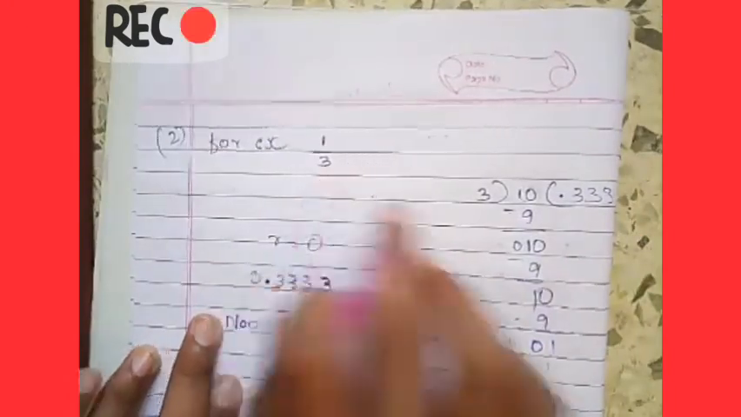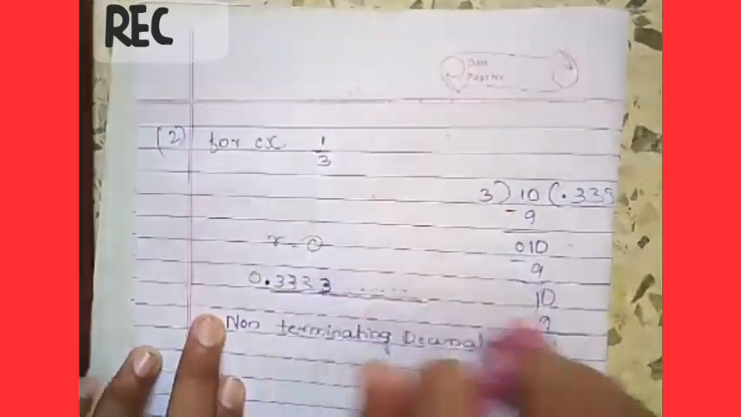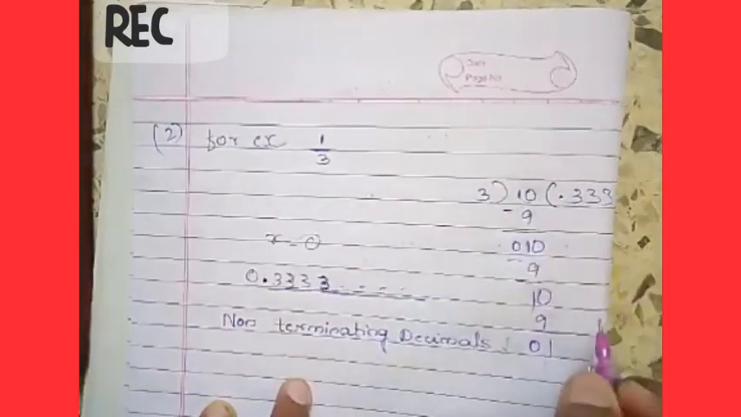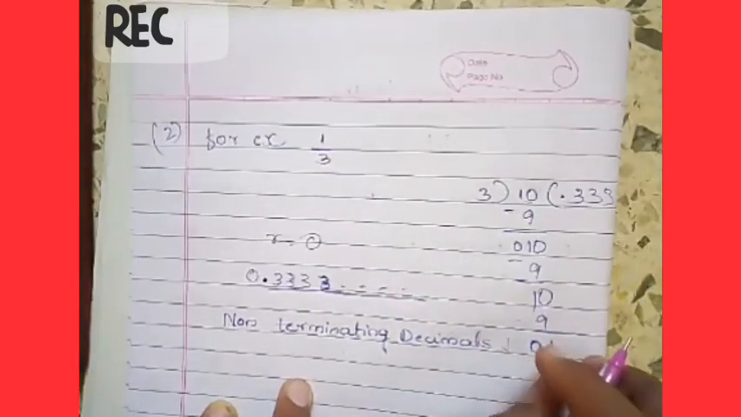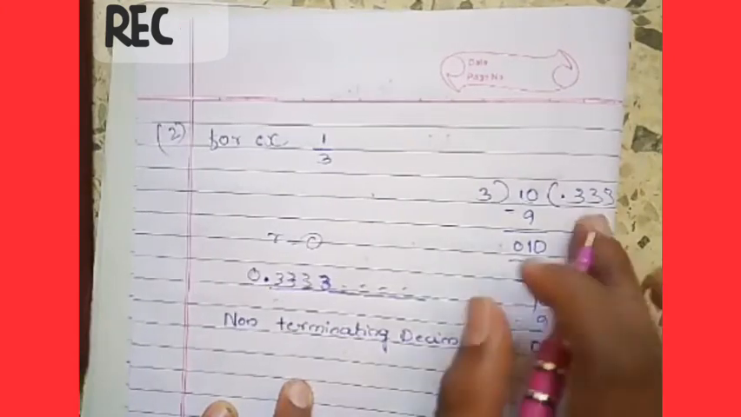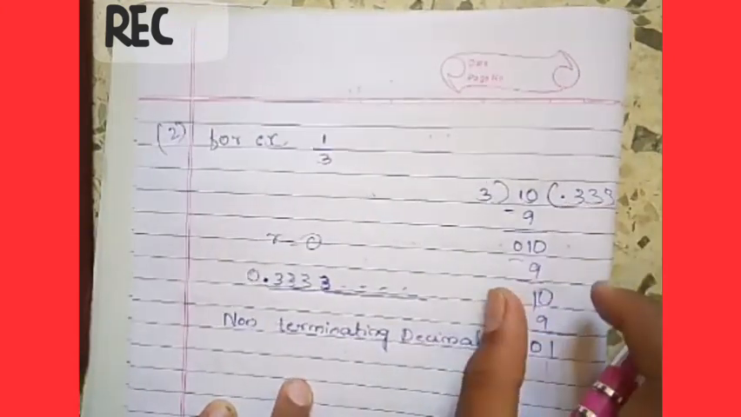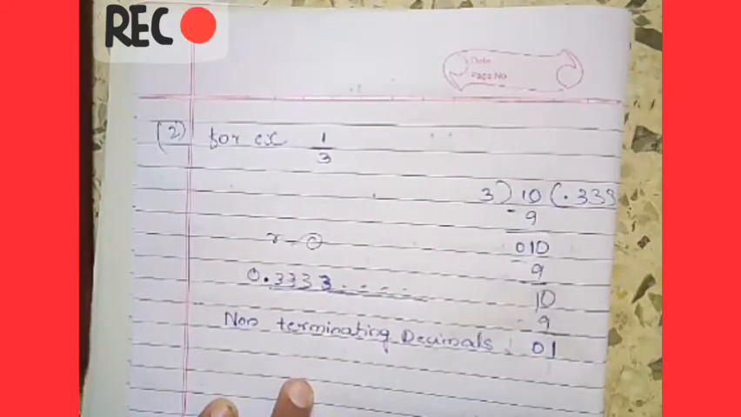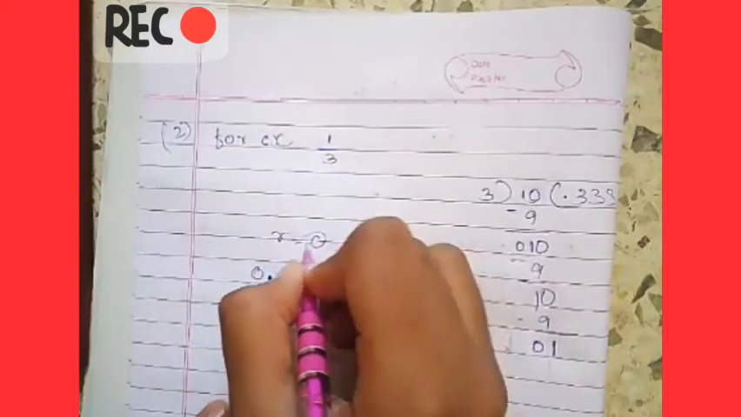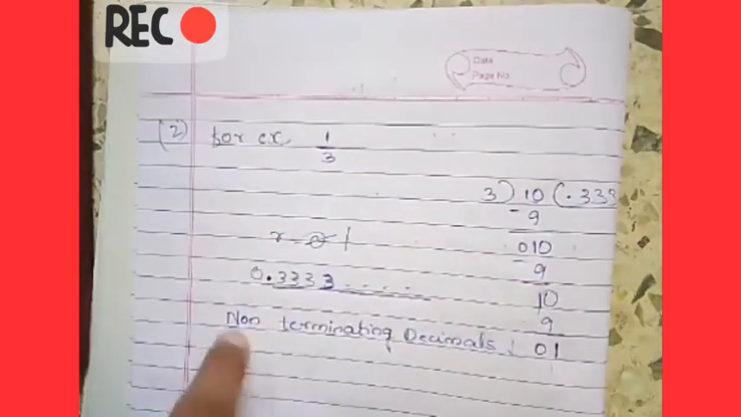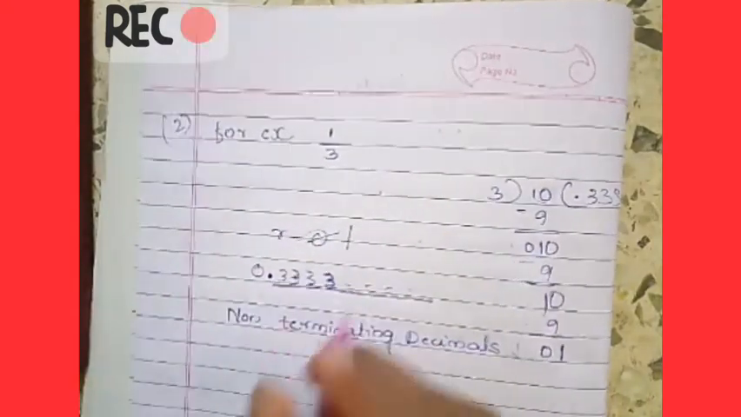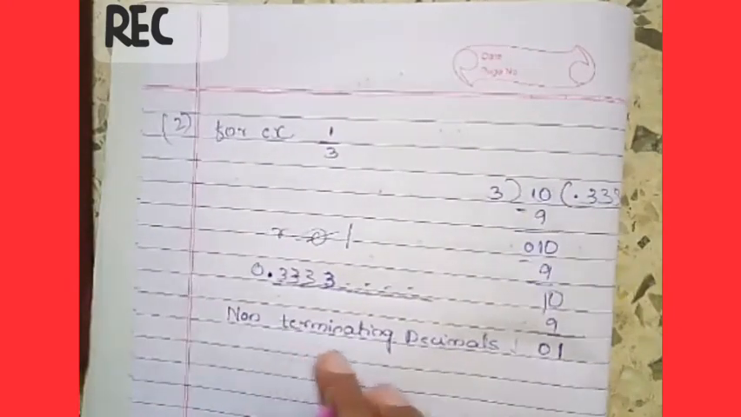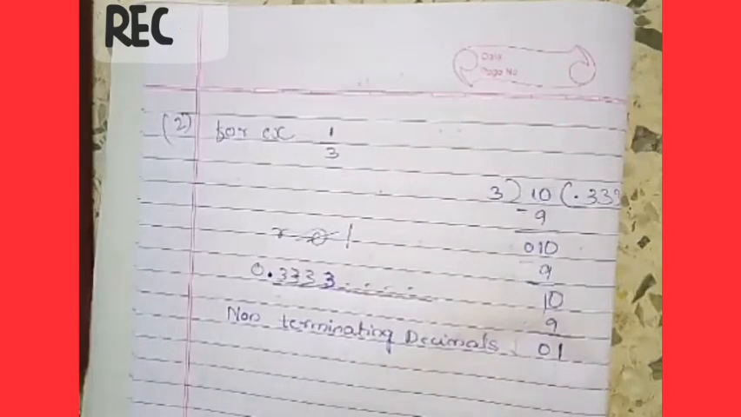Once again I repeat. Now we divided 1 by 3. We didn't get a final answer, that is the repetition of 3 again and again. And we are not getting the remainder 0. We are getting the remainder 1. So 3 is repeating itself. That's why this is called a non-terminating decimal.